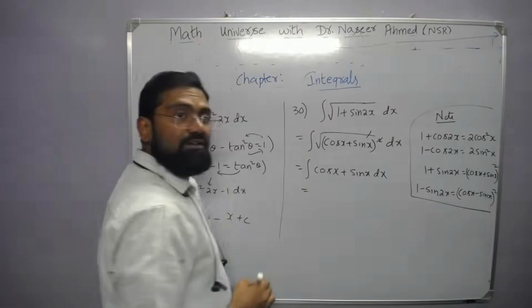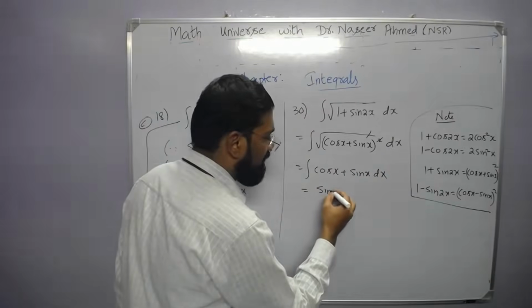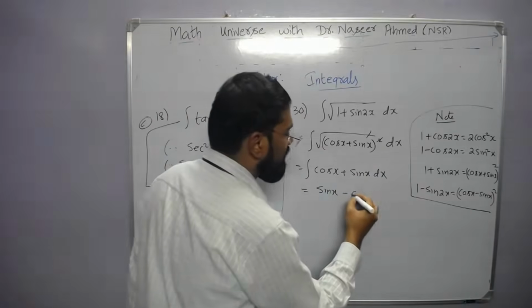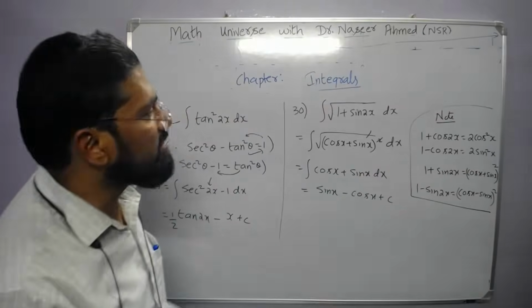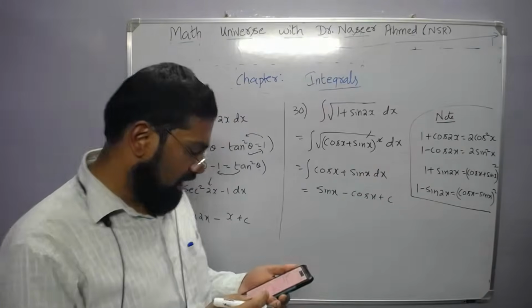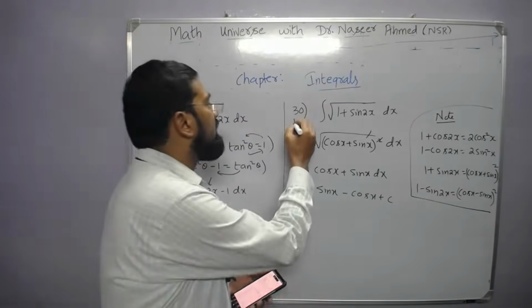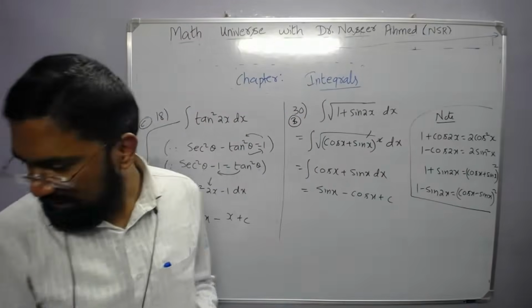What is integration of cos x? Sine x. What is integration of sine x? Minus cos x. So you have to make sure you remember this result. So option B is correct. I hope this is clear.